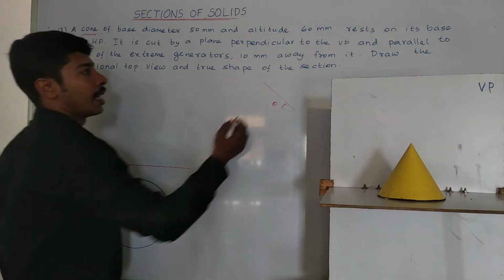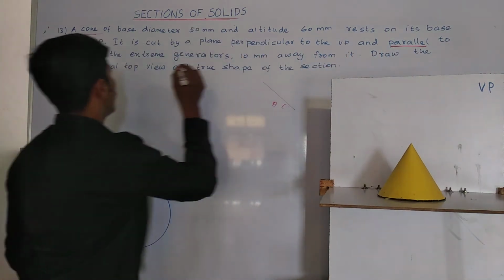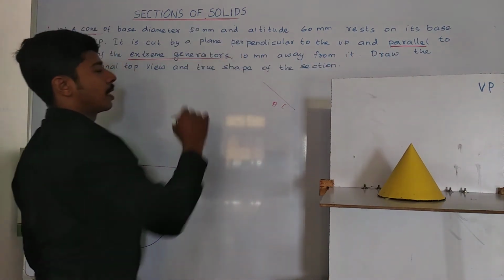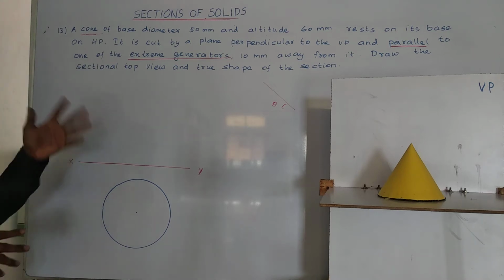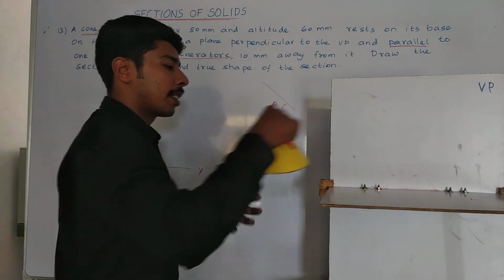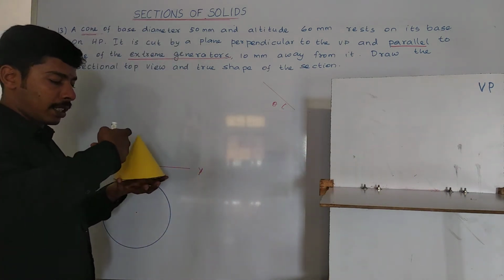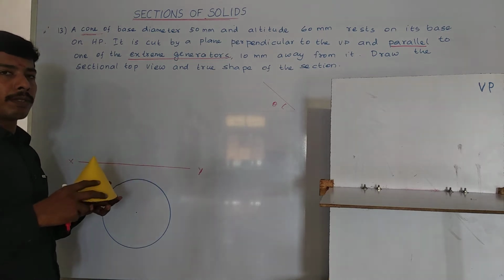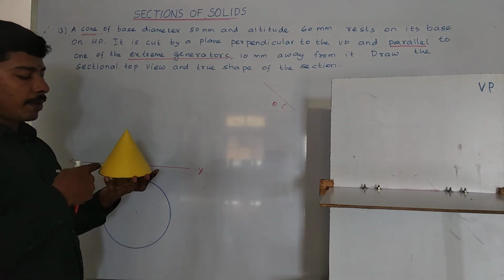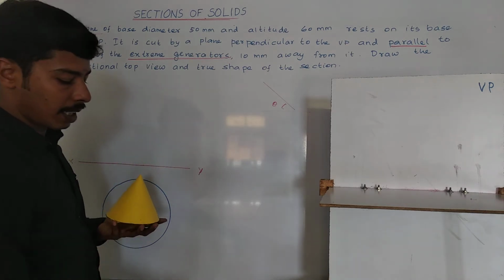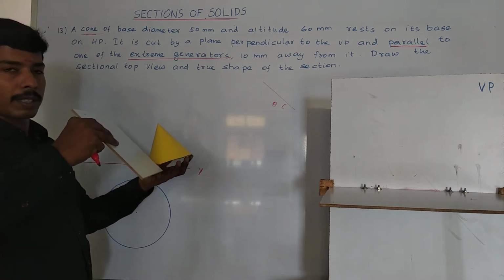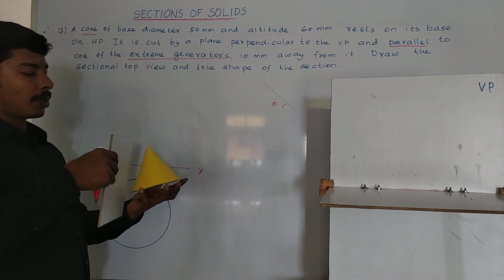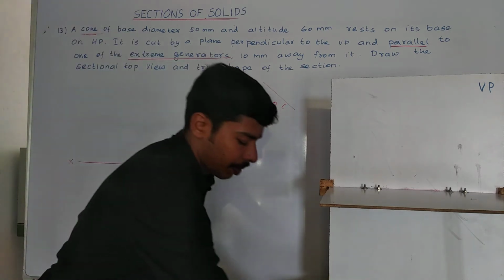But it is given that the plane is parallel to one of the extreme generators and 10 mm away from it. Generator means these edges, this extreme edge. So the section plane is parallel to the extreme generator, and parallel to it is going to cut.